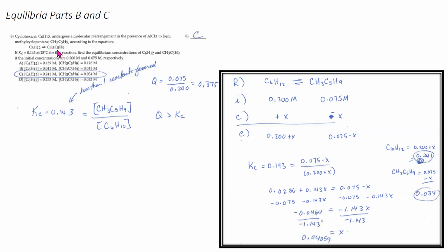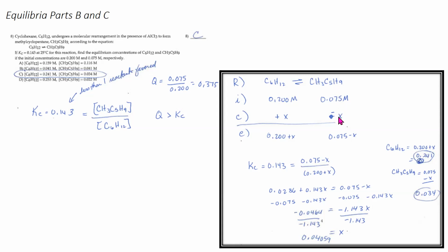I have to switch the reaction so that it goes towards the reactants instead of the products to get that Q down so that it matches the K. So now that I know which way the reaction needs to go, I'm going to set up my RICE table. So my RICE, the R stands for the reaction. So there is the cyclohexane, and there is the products, and they've given us the initial concentrations. So the 0.2 for the cyclohexane and the 0.075 for our other product.